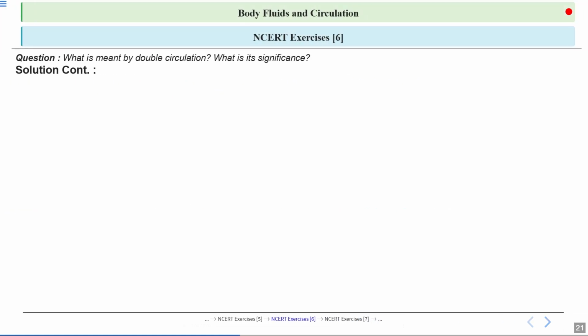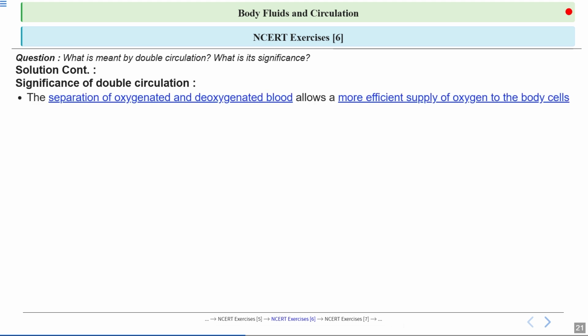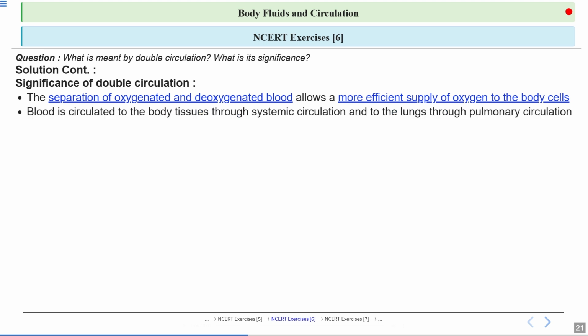Okay, let's continue with the explanation in the next slide. What is the significance of double circulation? First, the separation of oxygenated and deoxygenated blood allows a more efficient supply of oxygen to the body cells. Think of it as having two separate delivery routes, so oxygen always reaches its destination quickly. Second, blood is circulated to the body tissues through systemic circulation and to the lungs through pulmonary circulation. So each circuit has a specific job, working together to keep us healthy.